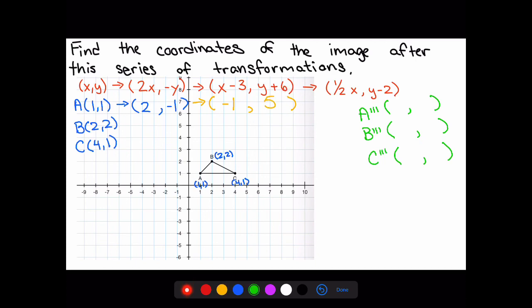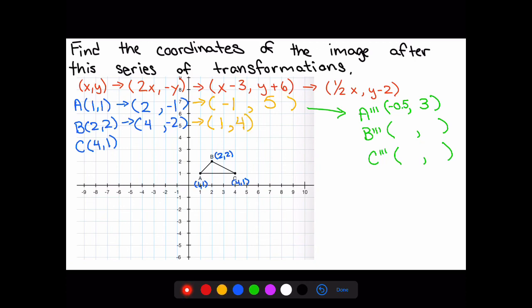We move into our final transformation. That means multiply my x value by 1/2 and take my y value and subtract 2 from it. So negative 1 times 1/2 is negative 0.5. And then 5 minus 2 will give me 3. We move into our next one. I take 2, 2, and do the same thing. 2 times 2 is 4, negative 2. Move into my next transformation. 4 minus 3 is 1. Negative 2 plus 6 is 4.